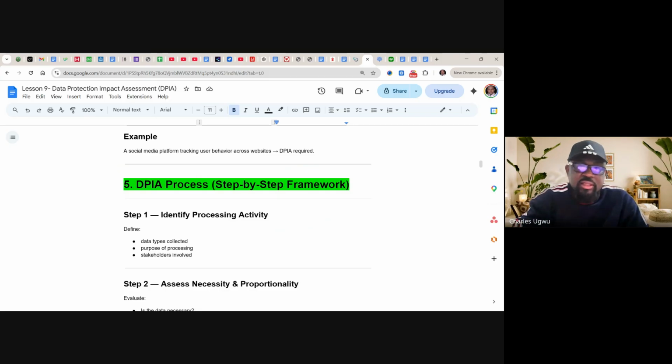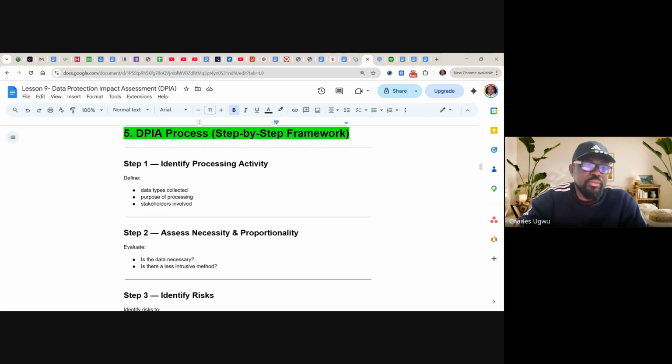So we have itemized these steps, which is a framework that will help us to carry out data protection impact assessment anywhere we find ourselves. The first step, if you want to carry out a data protection impact assessment, is to identify the processing activity. That is the first step. What data are you processing?